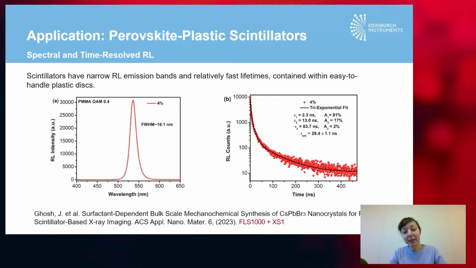The type of data, again, includes both spectral and time-resolved RL. On the left-hand side, we have the radioluminescent spectrum, which has a relatively narrow bandwidth, very similar to the PL spectrum of the material. And again, the green emission band makes it quite suitable for commercial radiation detectors because this wavelength is very easily detected by PMTs or cameras.